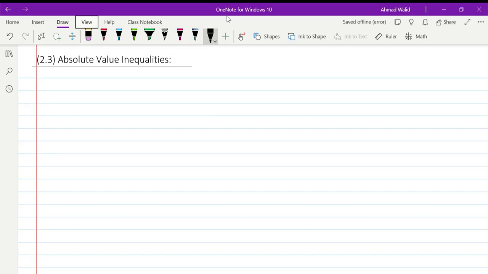Before we start solving absolute value inequalities and give you an easy method to deal with them, let me put a theorem here for you about these absolute values, correct? We have a theorem here.